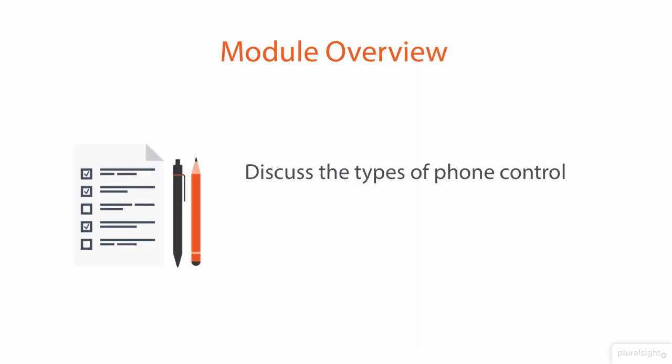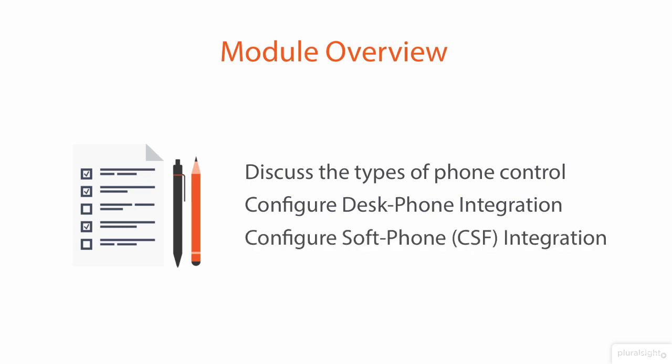In this module, we're going to discuss the types of phone control that are available to you as part of the Cisco Jabber for Windows product offering. Specifically, we're going to talk about desk phone integration, and soft phone integration, or CSF. And you'll hear me use this phrase, CSF, over and over again. What I mean by a CSF is a client services framework device.